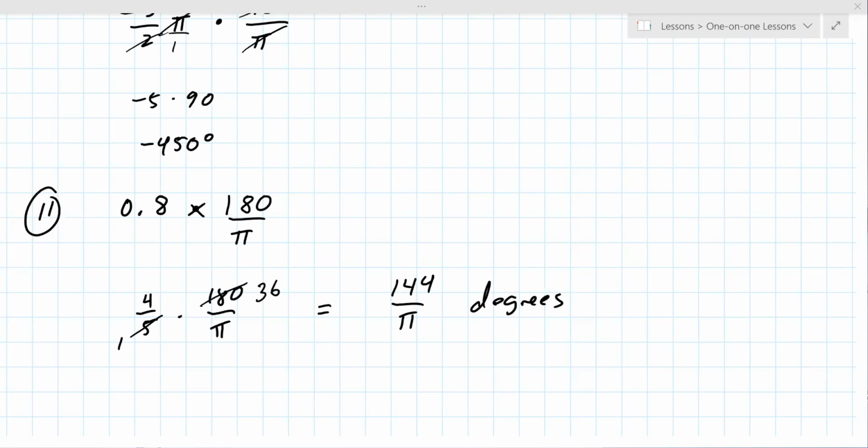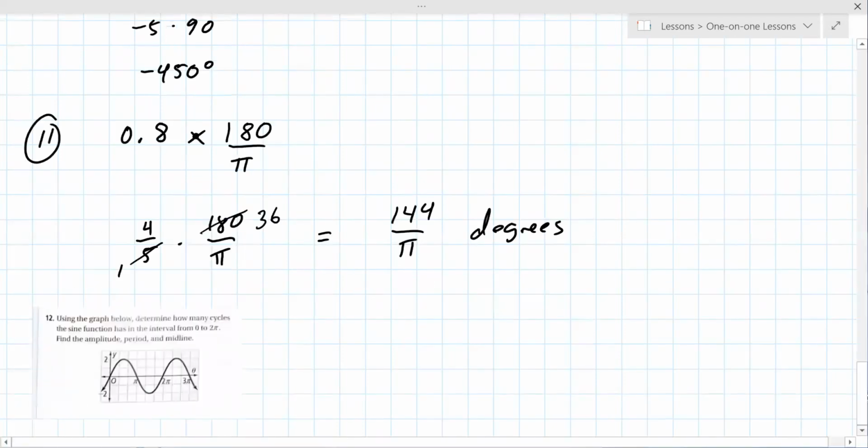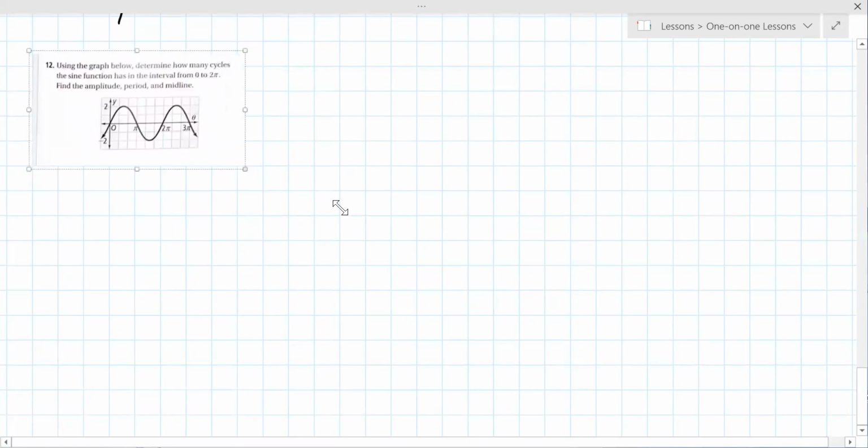All right, we're up to number 12. We're actually moving pretty fast, maybe they will become longer. I haven't looked ahead yet.